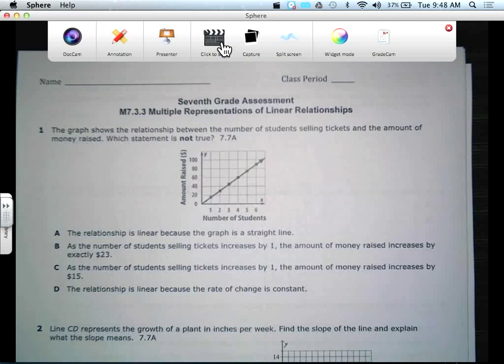C, as the number of students selling tickets increases by 1, the amount of money raised increases by $15. D, the relationship is linear because the rate of change is constant.